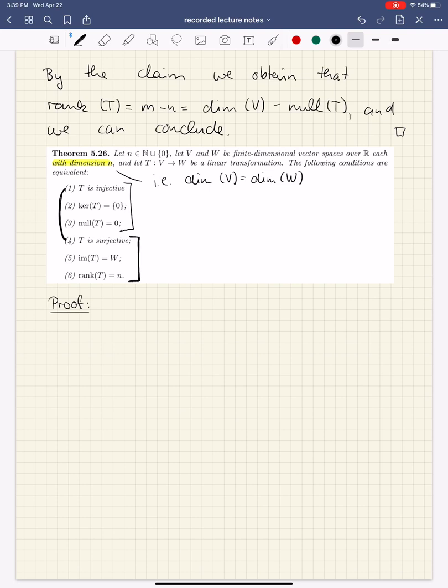Either you're surjective, then lemma 4.48 says that surjectivity is the same as the dimension of the image being everything. And then number 6 is just a reformulation of that. Well, if the image is equal to W, then that means the dimension of the image is equal to the dimension of W. And the rank of T is just the dimension of the image, and so the rank of T has to be equal to n. So the main part here is to show some equivalence between the 2 blocks. Okay.